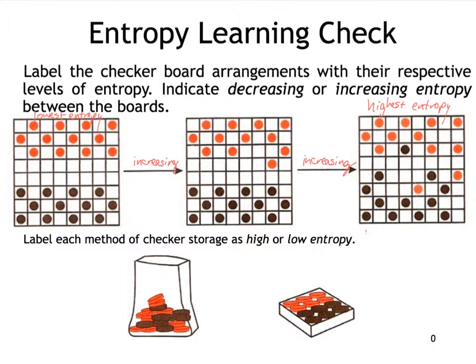Let's also label each method of checker storage as high or low entropy. The lowest entropy is going to be where you can find the most order, so I would suggest that that one would be the lowest entropy.